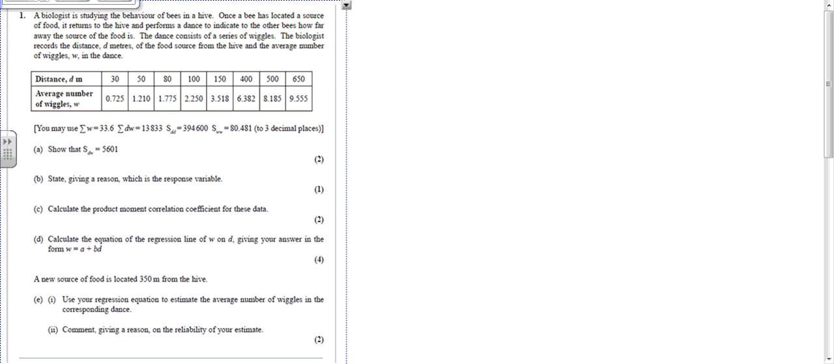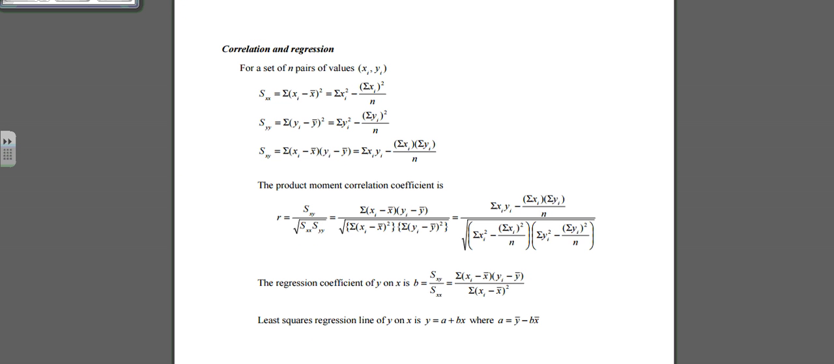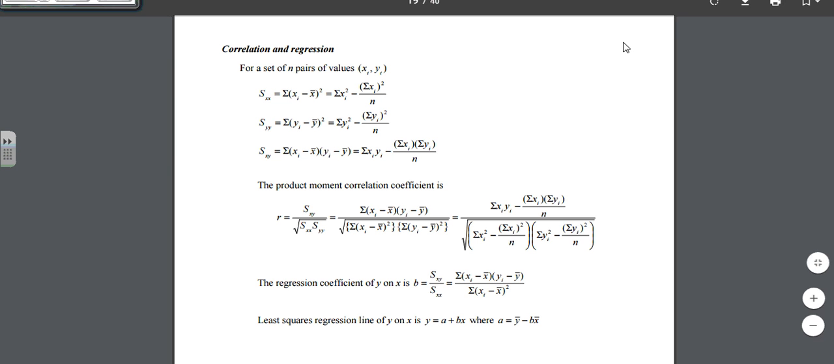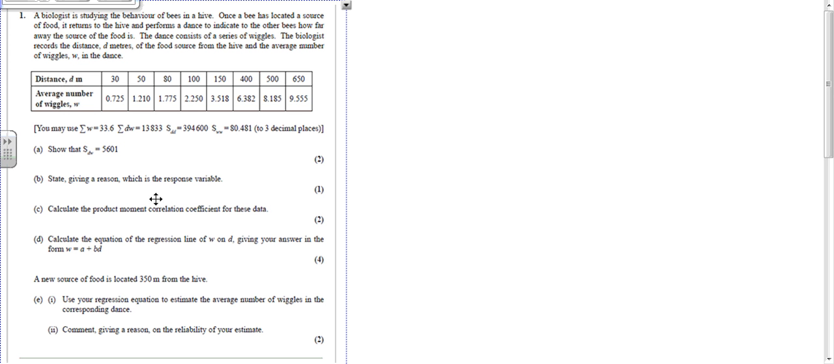Now, one of the things that you need to be aware of is this here. This tells us the correlation and regression. This is in your pink formula booklet, and it's the correlation and regression formulae. We're going to be looking at mostly these things here and what they mean, and also the regression model down here. So we're going to get through that. So if we have a look at our first question.